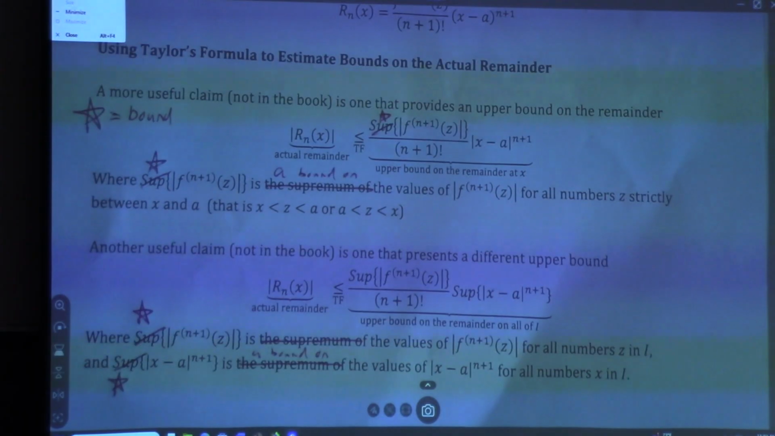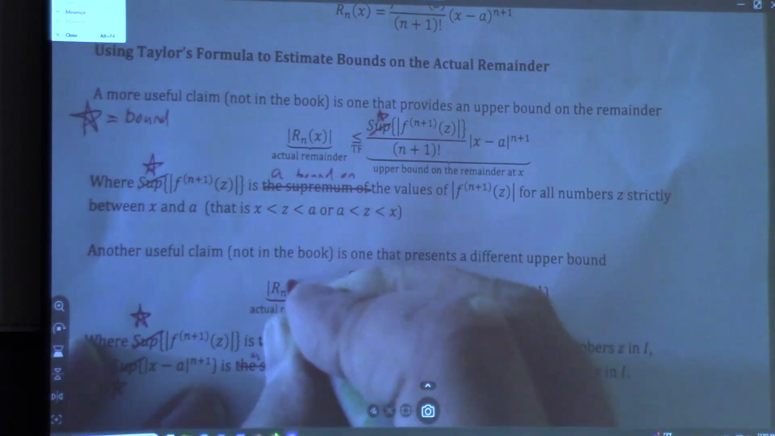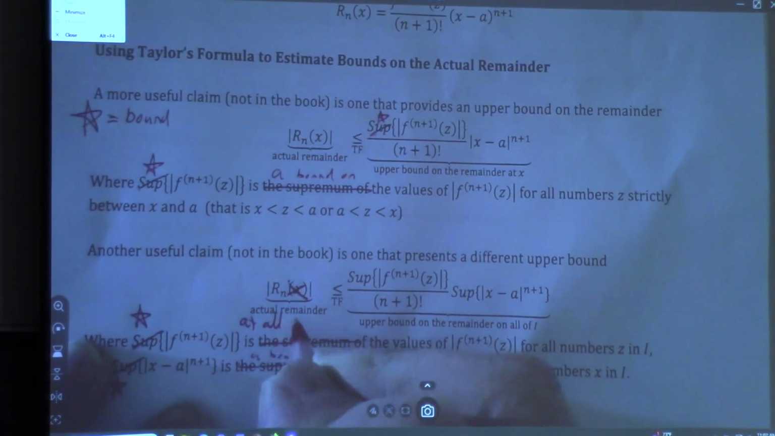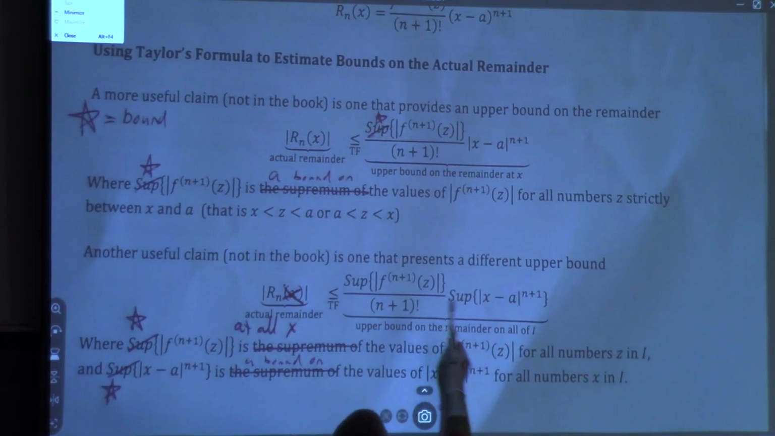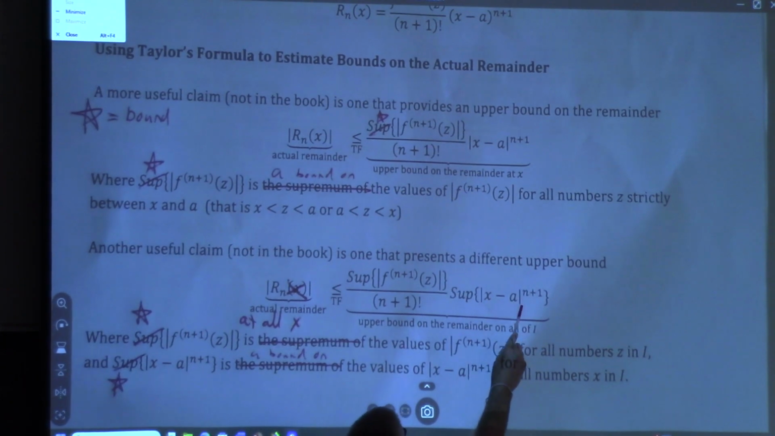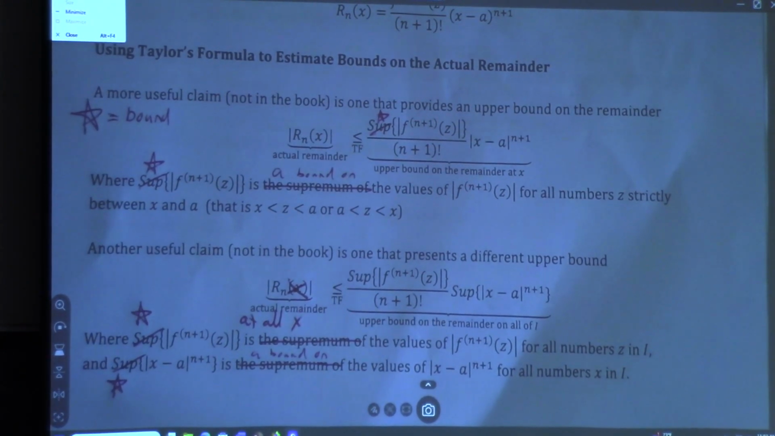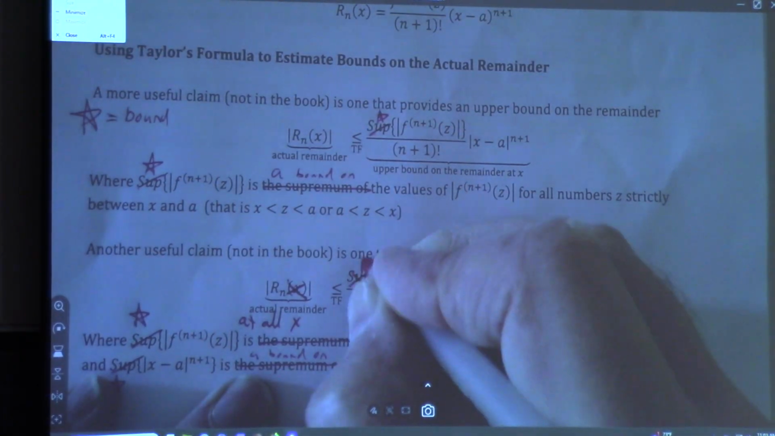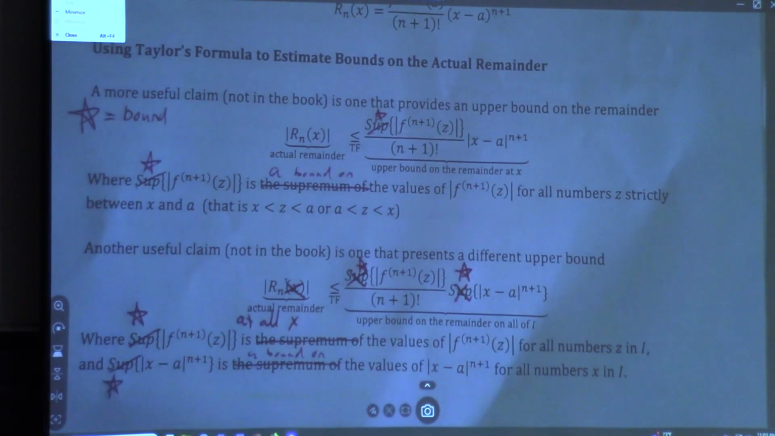This should say the actual remainder for all x is less than this. Take the bound of all these possible derivatives and take the worst case of this. So this should say bound as well. Again, this looked really good last night. So those should say bound.